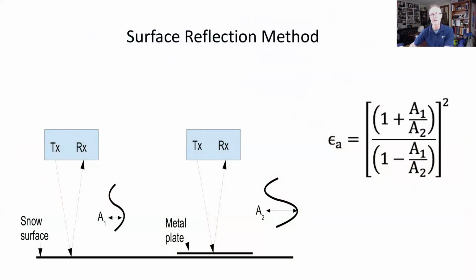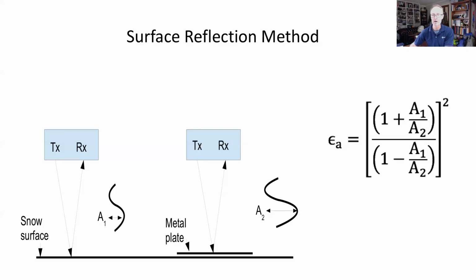And the basic concept of the surface reflection method is that if you take a radar, but in this case, it's not a ground coupled radar, it's an air coupled radar. And if you essentially calibrate that radar by holding it over a metal plate in the first instance, then you can assume that you get an almost 100% reflection back to the radar. So you're assuming that your metal plate is a perfect reflector.